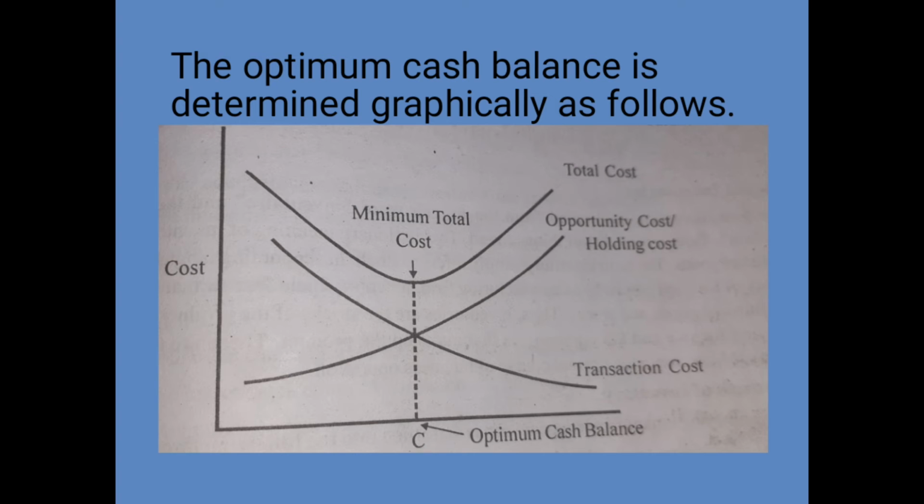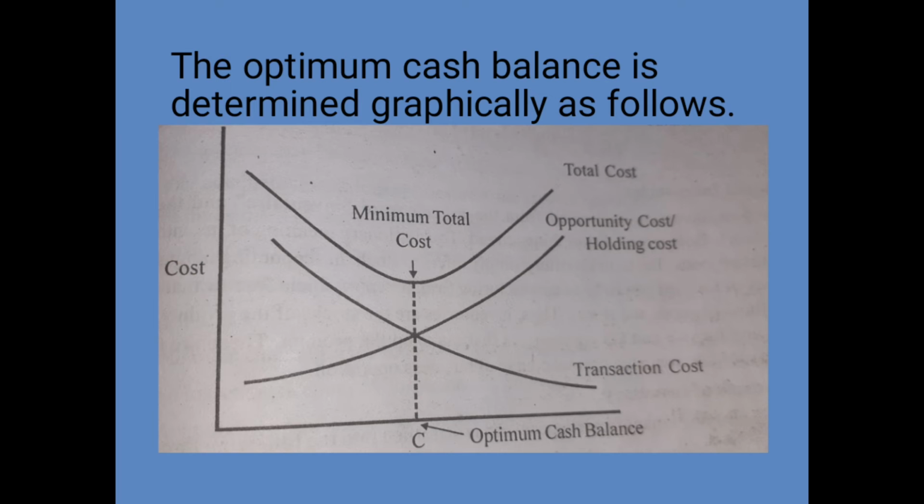Next we can see how the optimum cash balance is determined for a business. Here in this graph we can see the x-axis and the y-axis, right? This is the optimum cash balance, and this is the cost that is incurred by the business.